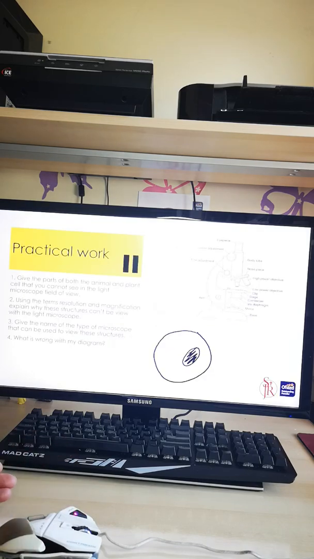Okay, so moving on to some practical work. So you should have done some microscope work at school. We'll do loads more at college. There's 4 questions for you here. Thinking back to your microscope work, this is the kind of microscope that you'll have used up in the top corner. Can you give the parts of both animal and plant cells that you cannot see with this kind of microscope, which is called a light microscope?